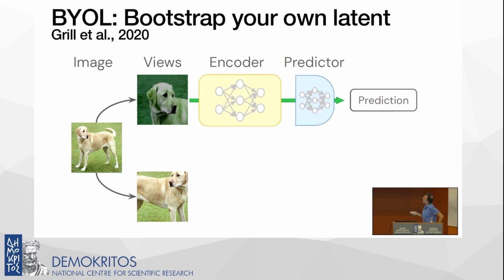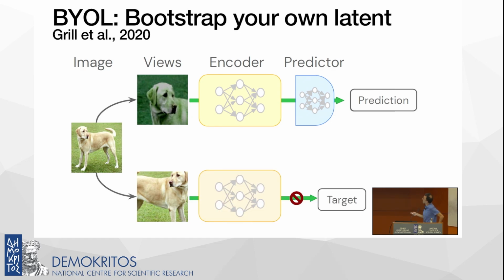So in this case, you have an encoder, as before. You also need a predictor, in this case, for one of the branches. And basically, the goal of the predictor is to predict the representation of the bottom branch, of the bottom view.